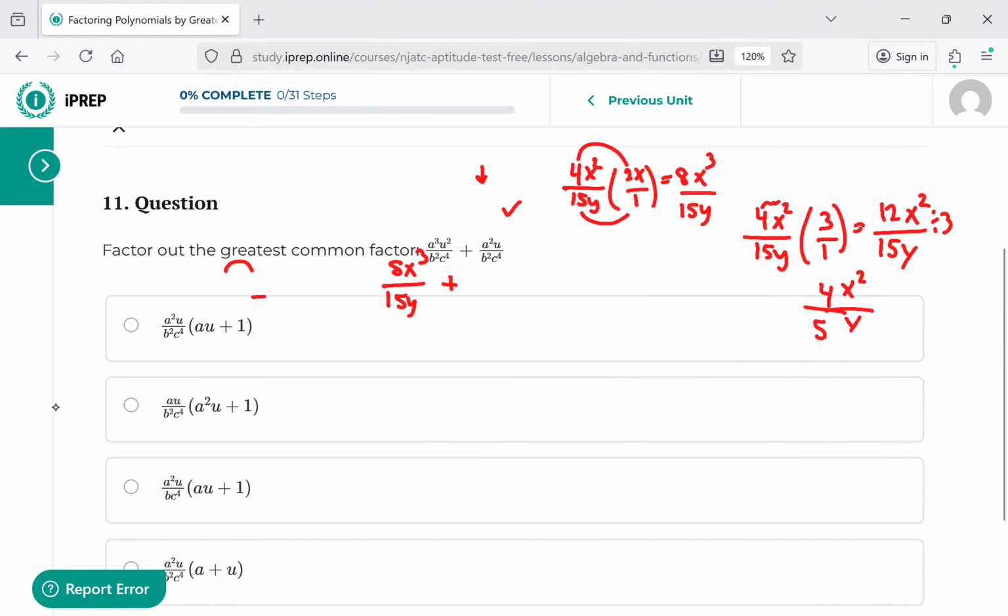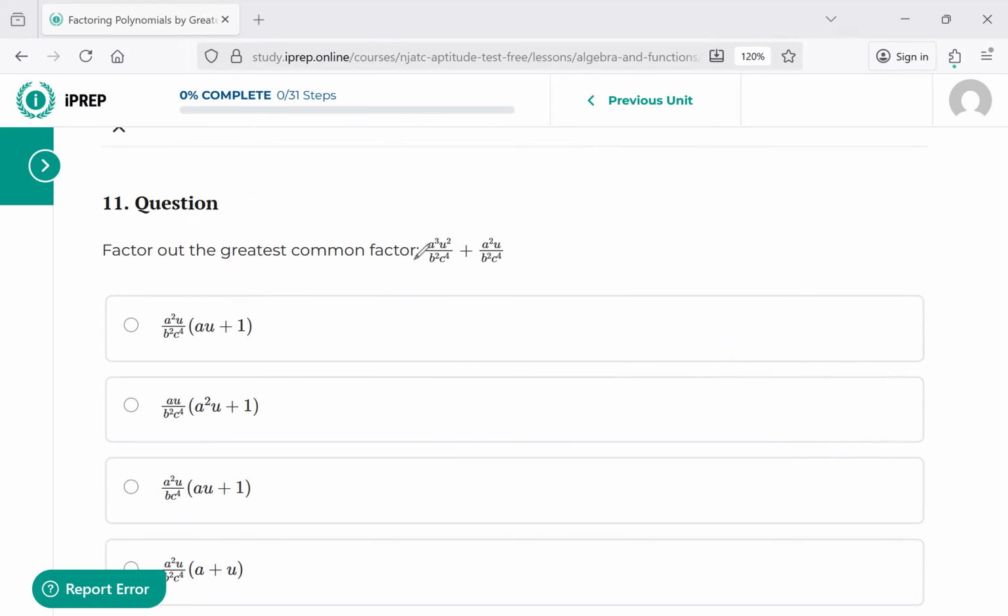Let's do number 11. So over here, factor out the greatest common factor. We have a cubed u squared b squared c to the fourth plus a squared u b squared to the fourth. Hold on. I don't know if you can see that. Let me try to zoom in.